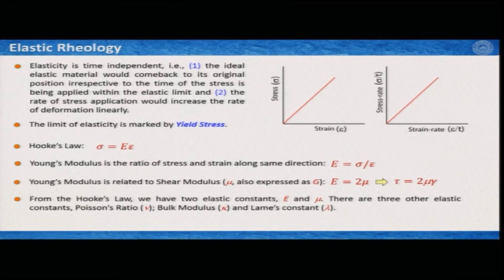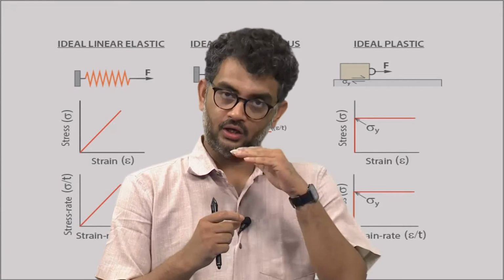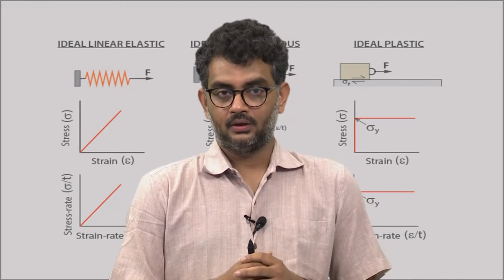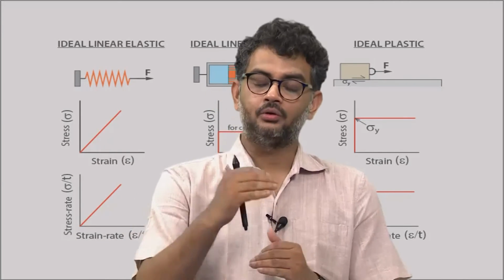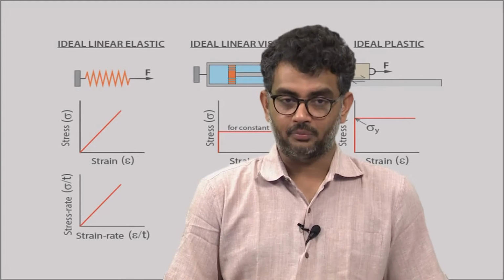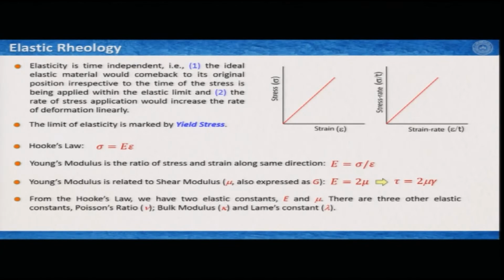Now, to talk more about elastic rheology, as we have understood, elasticity is time independent. That means, no matter how long you keep the green bars, it would stay at its position, and when you remove the green weights or green bars, it would come back to its original position. It is not a function of time. Therefore, the ideal elastic material would come back to its original position irrespective of the time the stress is applied, within the elastic limit.